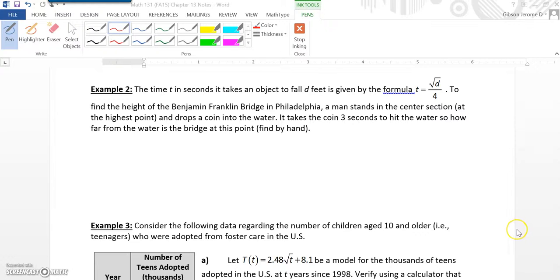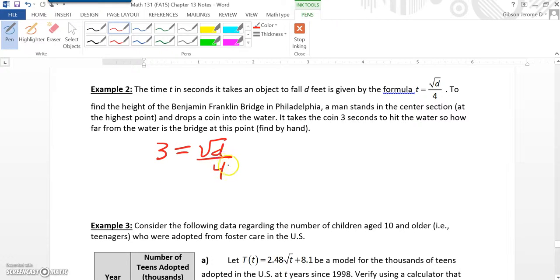A man stands in the center section at the highest point and drops a coin into the water. It takes the coin 3 seconds to hit the water. So how far from the water is the bridge at this point? Find by hand. Okay, first of all, we look here at the time. Now, what we will have is 3, because it said it took 3 seconds, is equal to the square root of d. We don't know what d is yet, and then it'll be over 4.